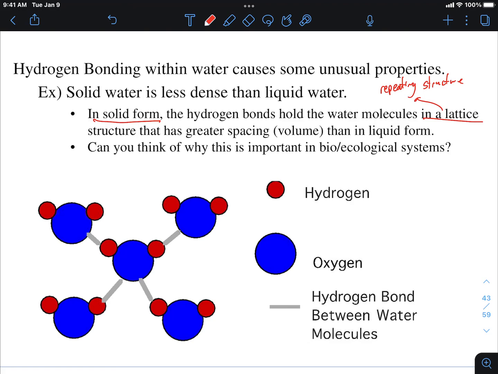And solid water is less dense. That's why ice cubes float, because ice cubes are solid water and water is liquid. The heavier things sink to the bottom, lighter things float to the top. Well, the solid, which is ice cubes, are floating at the top.